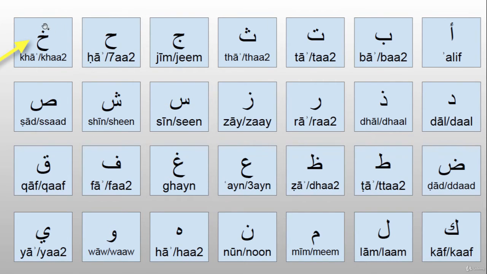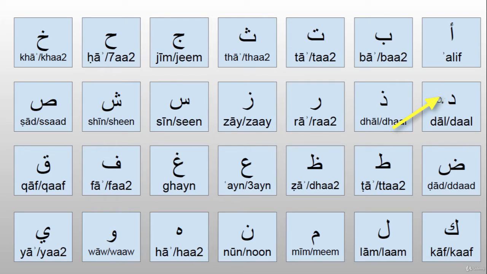And then we have the sound of the letter kha, which does not exist in English, but it exists in other languages such as German and Spanish. For example, in German the word Buch or Bach.